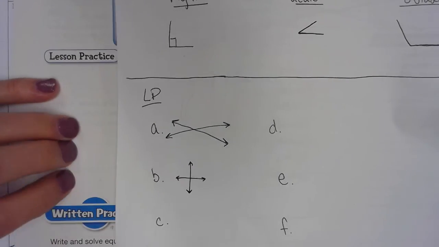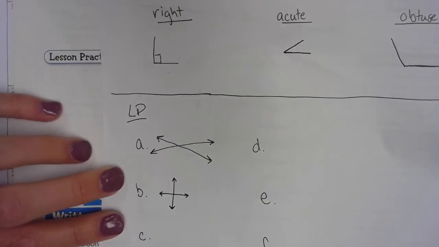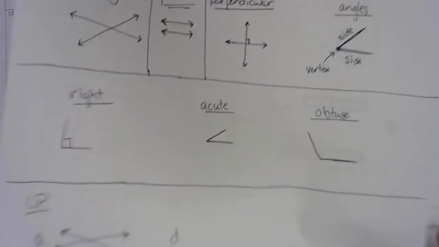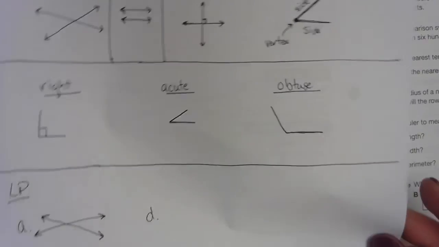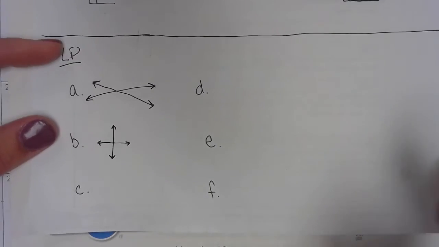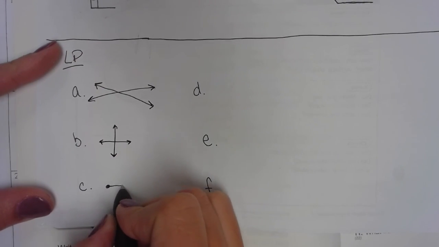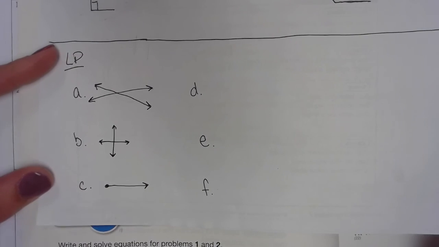Notice I got arrows on the ends of all those. C says draw a ray. Oh, what's a ray again? Oh, that's right. One endpoint, and it's going to keep going on forever and ever. So endpoint, and it's going to keep going on that way.